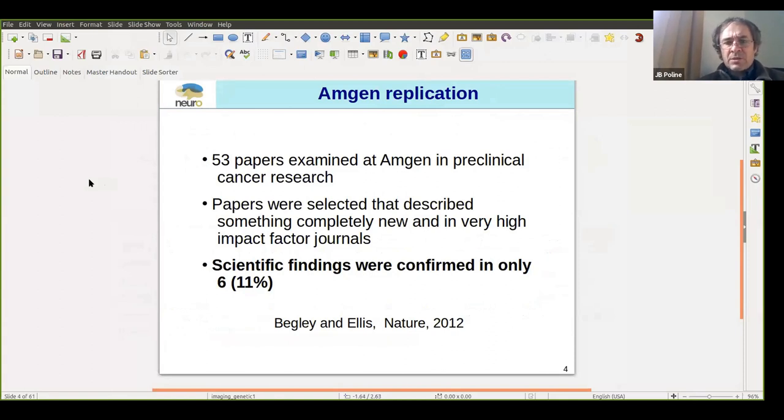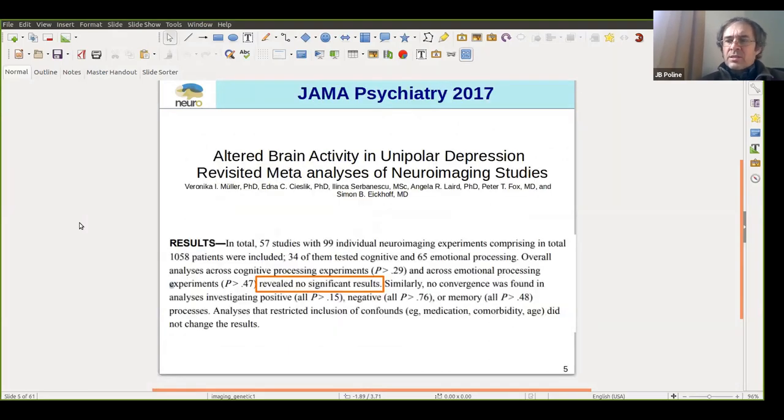This is the slide I was talking about, and this is describing the Begley and Ellis Nature 2012 paper, the problem. Okay. So this is another example in JAMA Psychiatry, more recent. This is looking at all the papers that were studying unipolar depression, with a meta-analysis of all the results on unipolar depression in neuroimaging studies. So they looked at almost 100 individual neuroimaging experiments, 57 studies with all those experiments, 1,000 patients included, and so on.